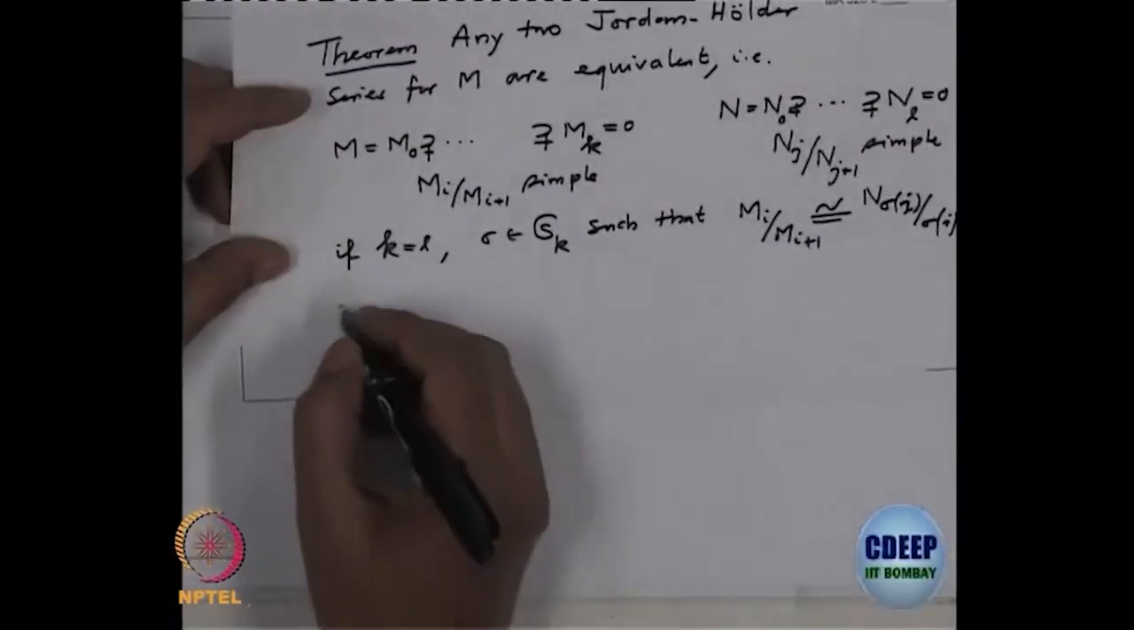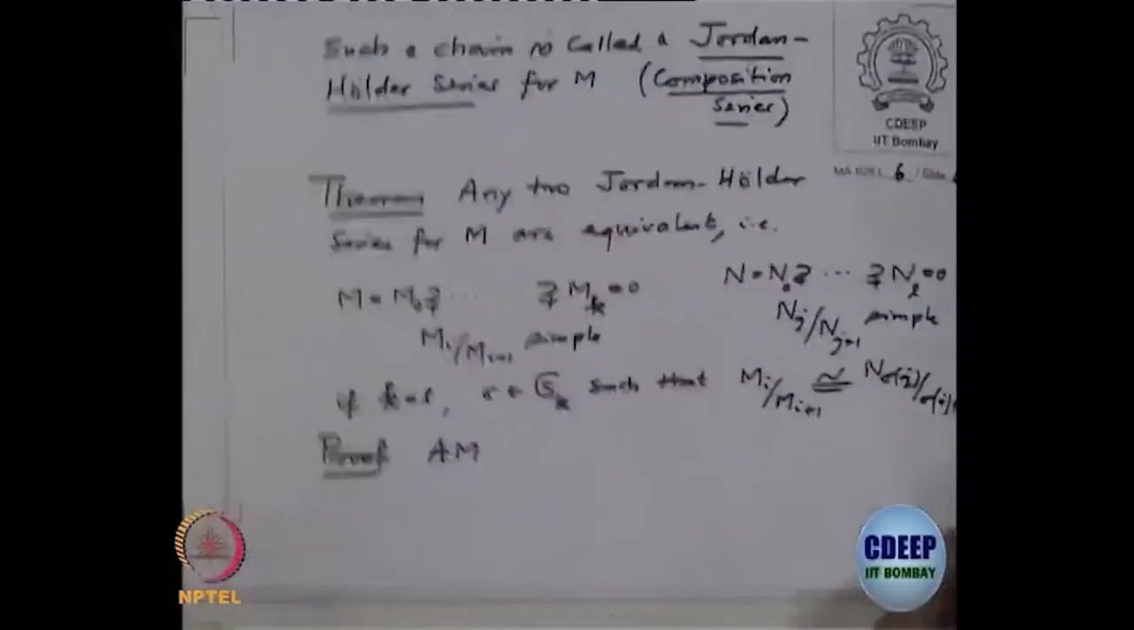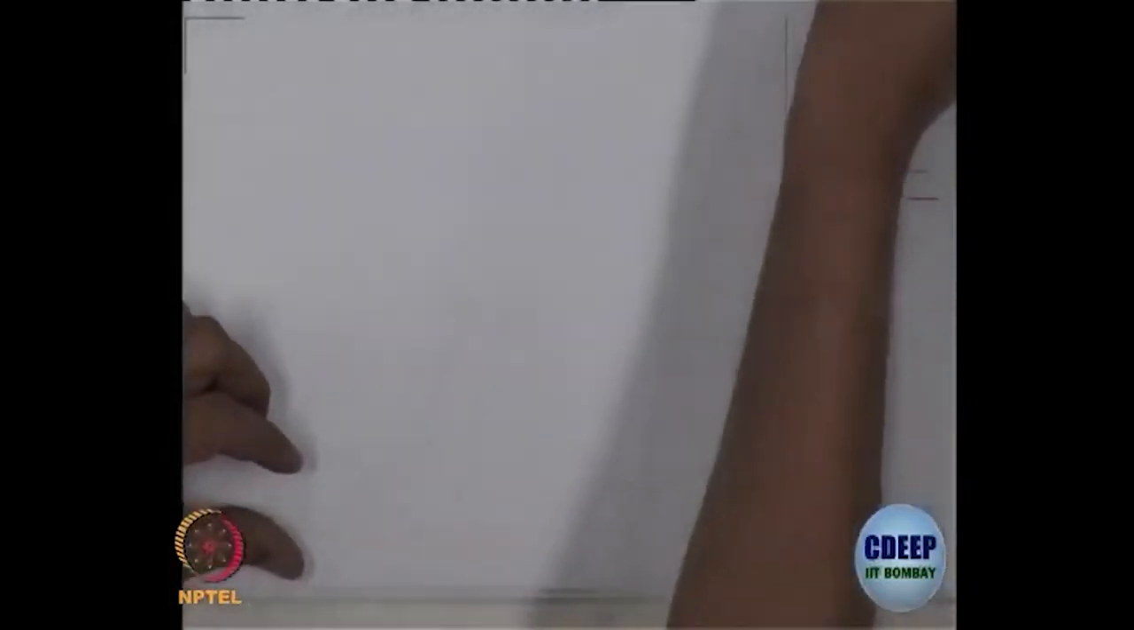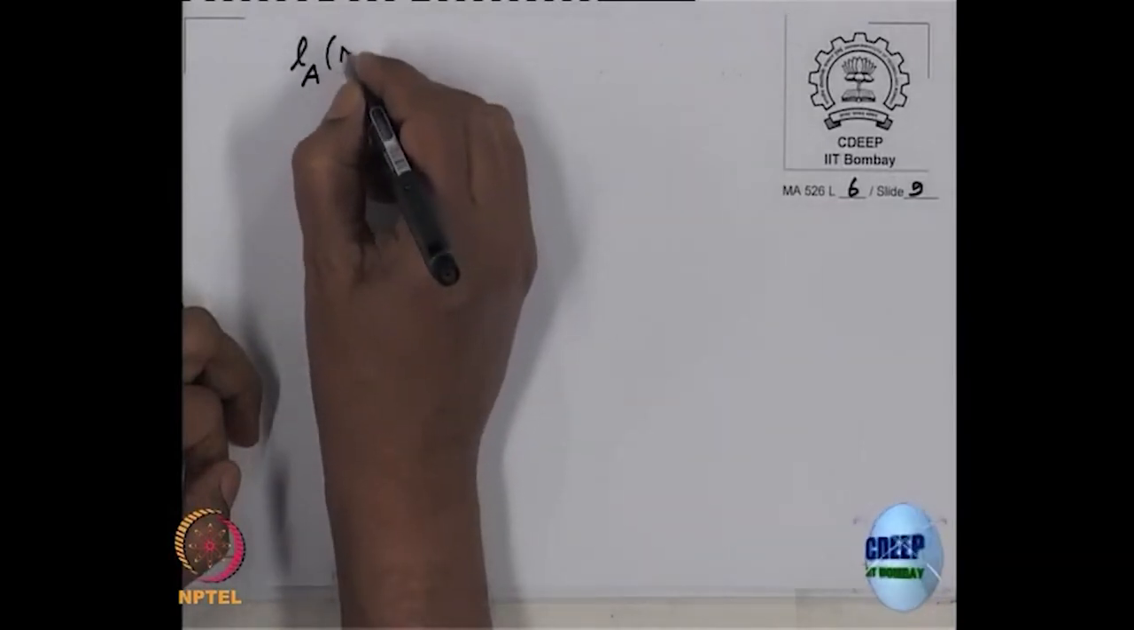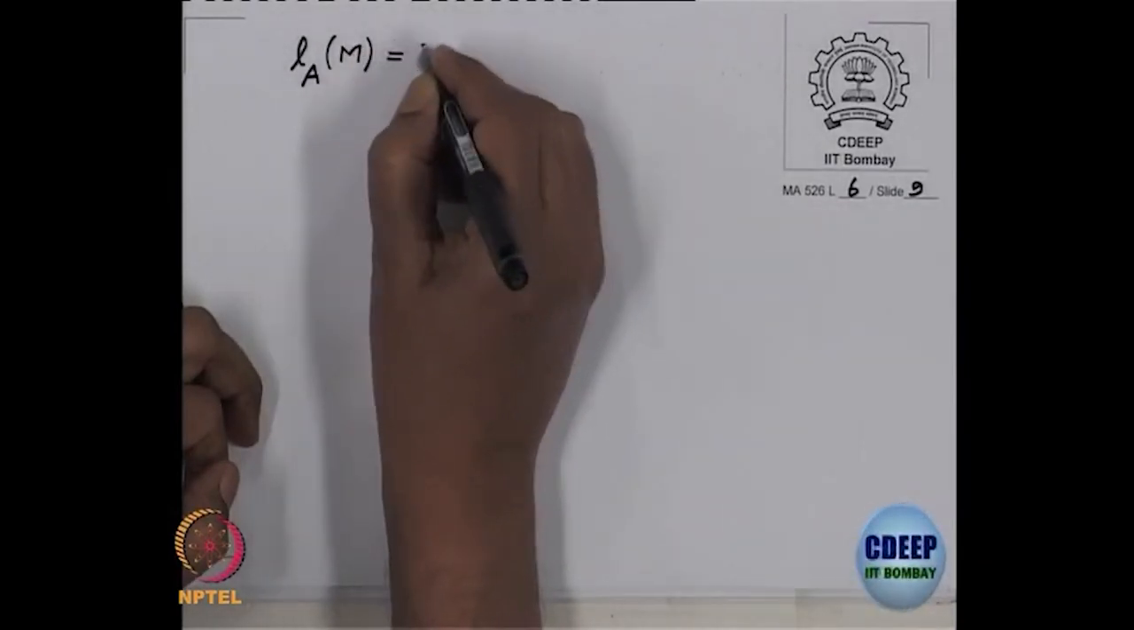So I will not prove this theorem. Either do it yourself or see some standard book, maybe R.T. MacDonald, if you like. So that is called the length of a module. I will write that symbol as length L, just to remember which ring we are working over, and this is the length of M.